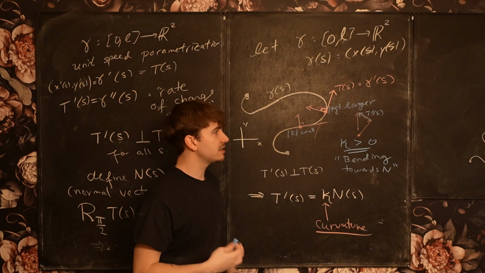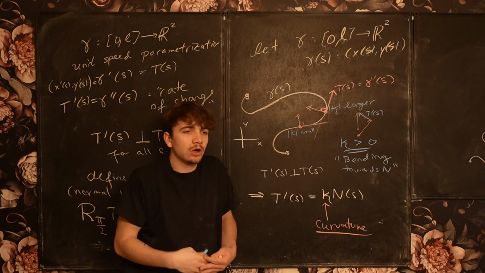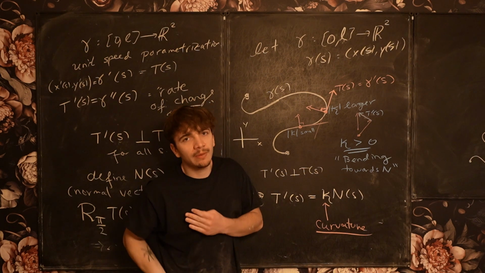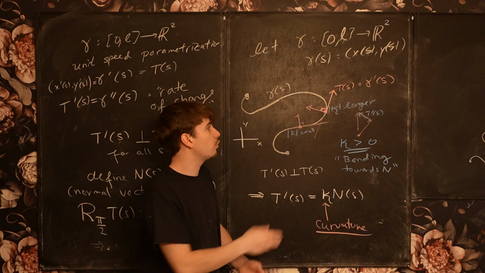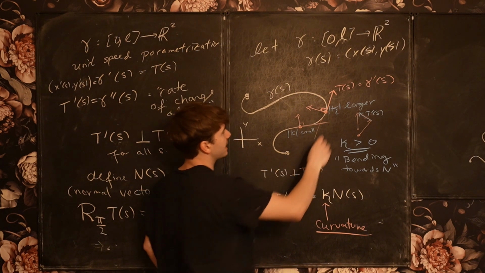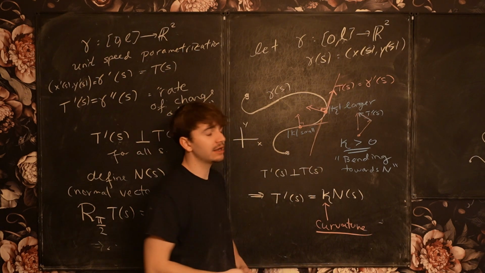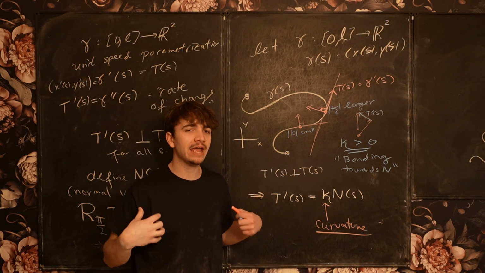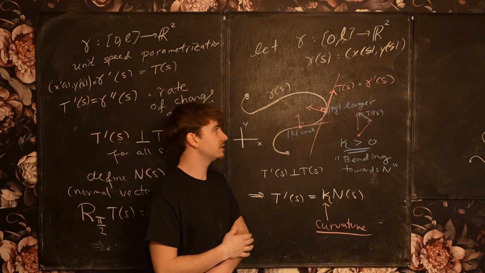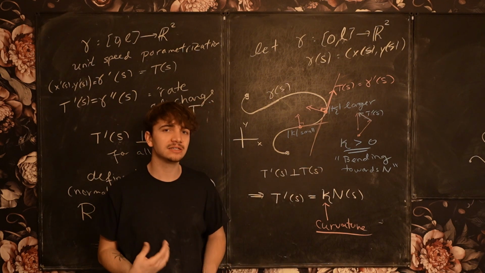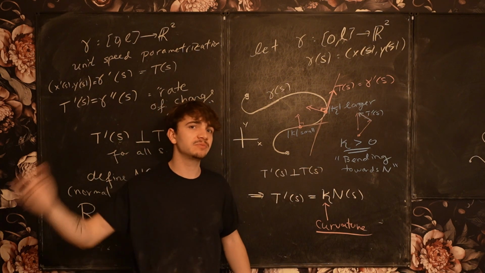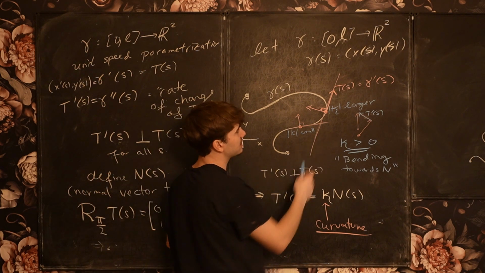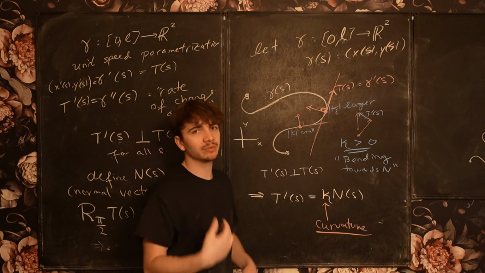So the magnitude of kappa, how large of a number it is in magnitude, is telling us how much the curve is bending away from the tangent line, okay? So bending towards the normal vector is the same thing as bending away from the tangent line. And so the larger kappa is in magnitude, the more the curve is bending away from its tangent line. And then the sign of kappa tells me how it's bending away from the tangent line.